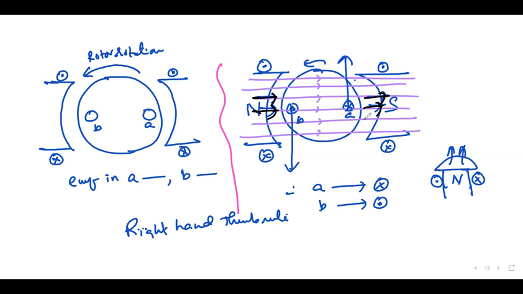Sir, if we apply it on the south pole side? South pole also, same thing. But the flux is in which direction? Flux is left to right only, always left to right. Flux comes out from the north pole and is received by the south pole.